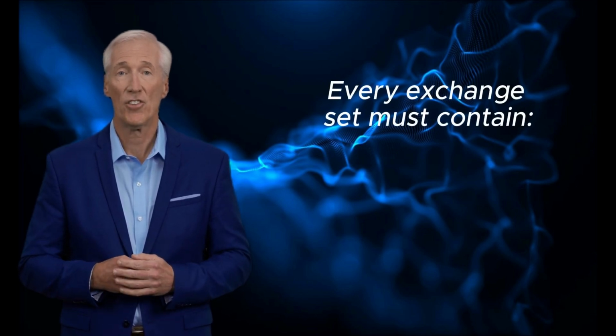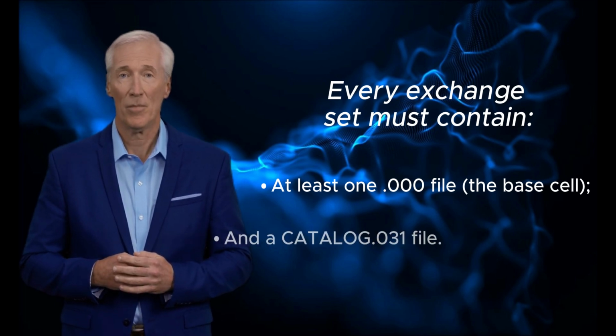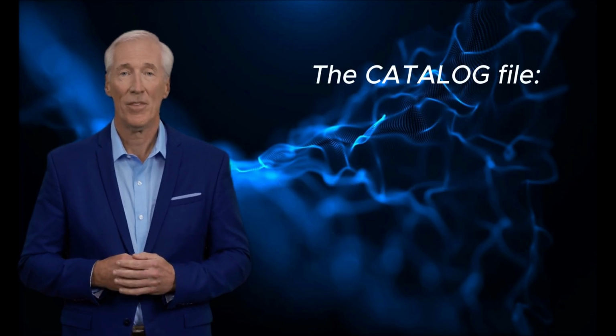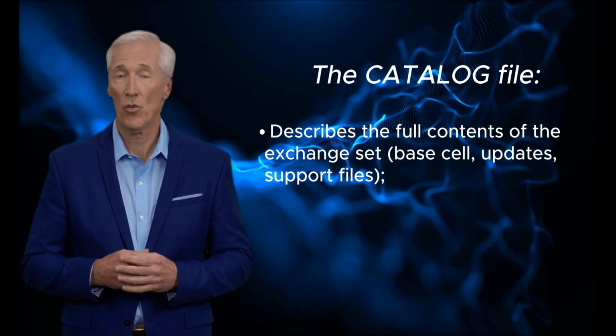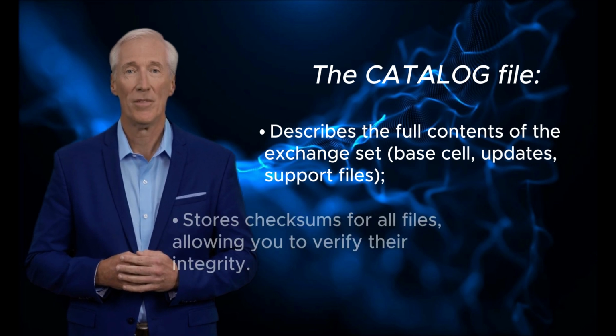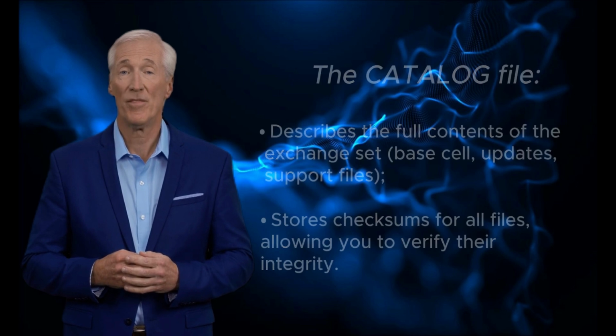More about the catalog file. The catalog .031 file is a crucial part of the S57 dataset. According to the specification, every exchange set must contain at least one .000 file, the base cell, and a catalog .031 file. The catalog file describes the full contents of the exchange set, base cell, updates, support files, and stores checksums for all files, allowing you to verify their integrity.